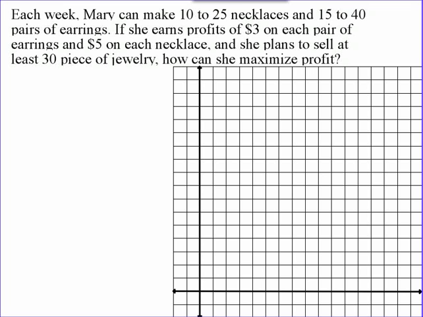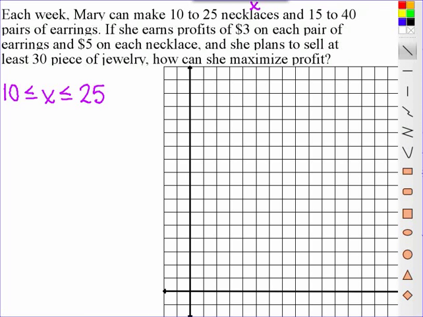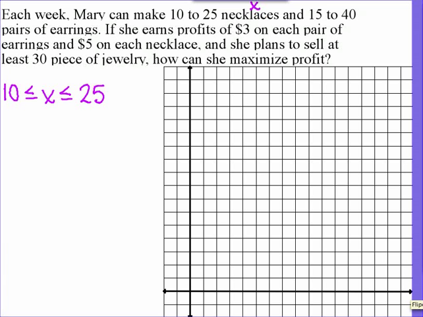First of all, I'm going to start with the necklaces. I'm going to let the necklaces equal X. It says she can make 10 to 25 necklaces. So basically that means X is between 10 and 25. That is something we looked at yesterday, how we graph that. So I need to go ahead and graph that. What type of lines do I have? Vertical lines. Okay, I'm going to draw in some vertical lines from 10 to 25.